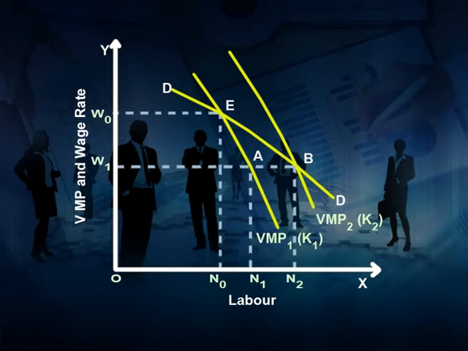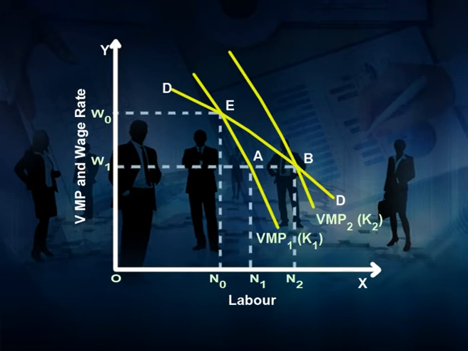To begin with, first draw the marginal revenue product MRP curve of labor, that is VMP1, with a given amount of capital K1. At wage OW0, the firm demands ON0 units of labor, which is the equilibrium point E at the VMP1 curve. OW0 is equal to VMP1 at ON0. Now, if the wage rate falls to OW1, the demand for labor by the firm will increase to ON1, provided capital stock remains constant at K1.